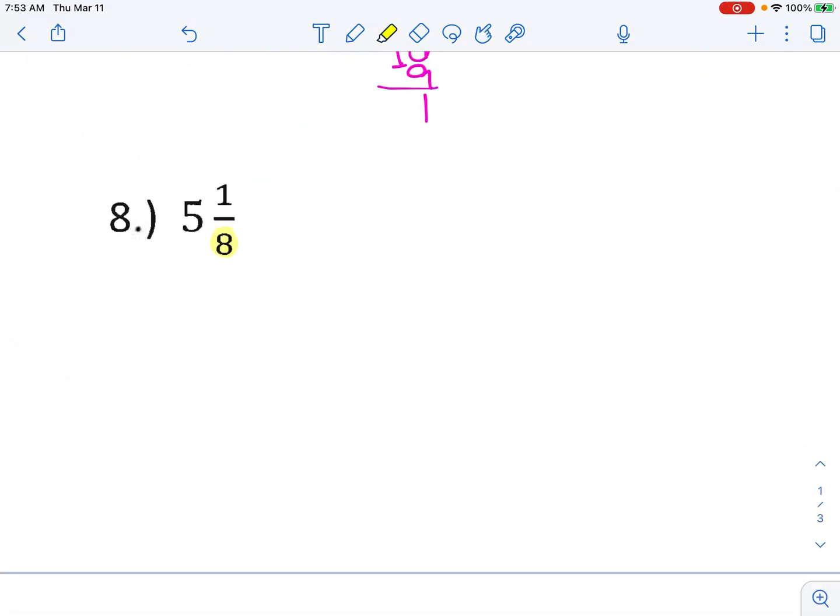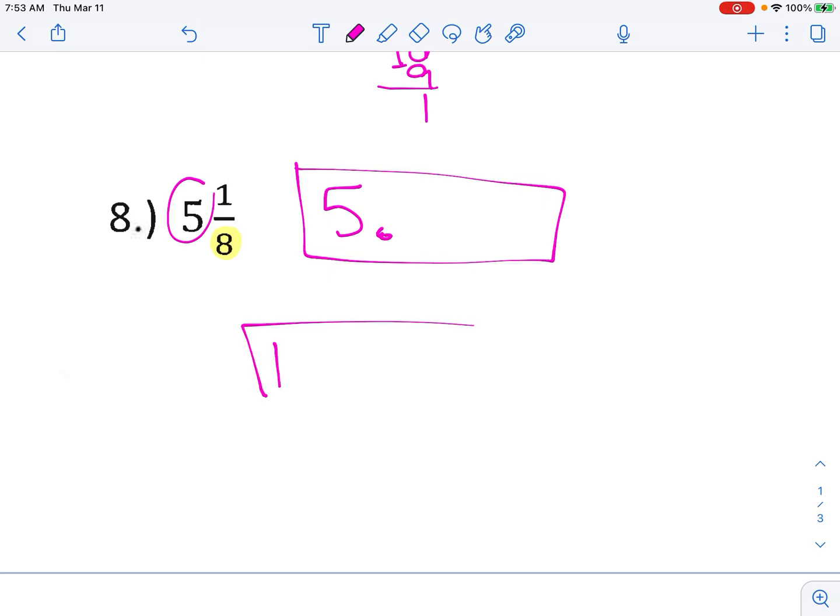So now we have a mixed number. What I like to do before I start any math is put my answer box, because I know that if there's a 5 sitting in front of my fraction, I'm going to have a 5 sitting in front of my decimal. I don't want to forget that when I write my answer. Now, 8 is not a factor of 10 or 100. So we're going to have to do 1 divided by 8. Add your decimal and your 3 zeros.